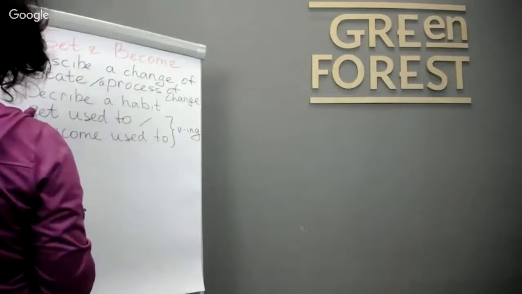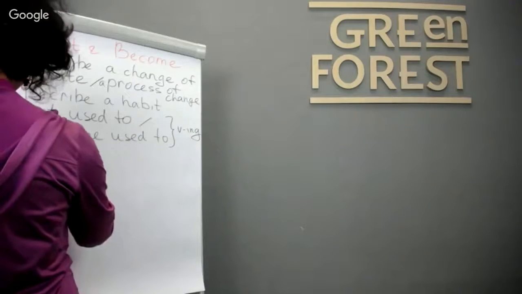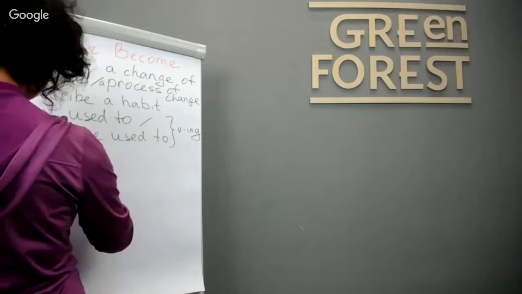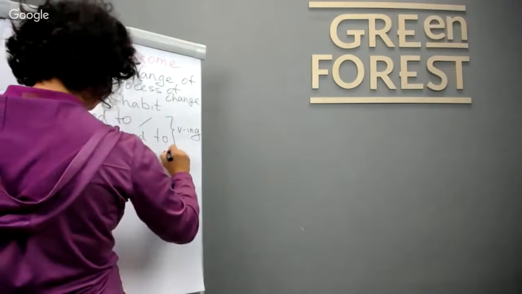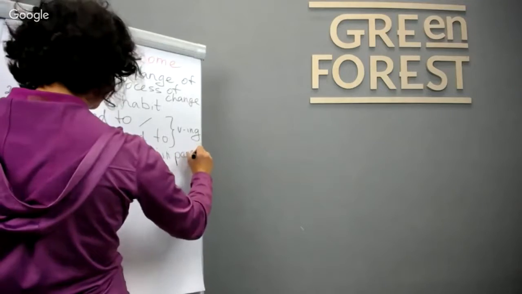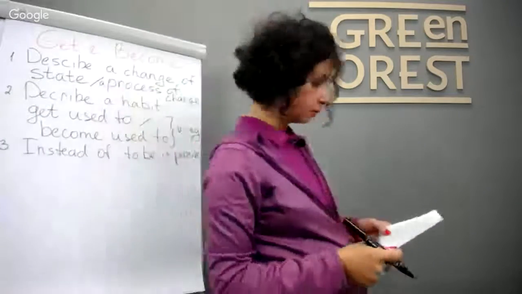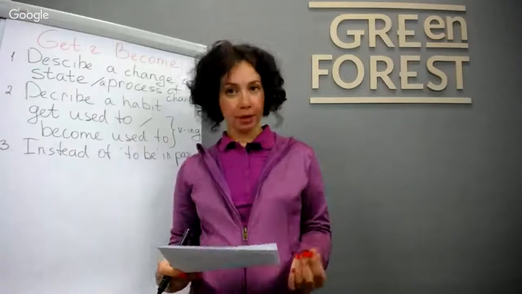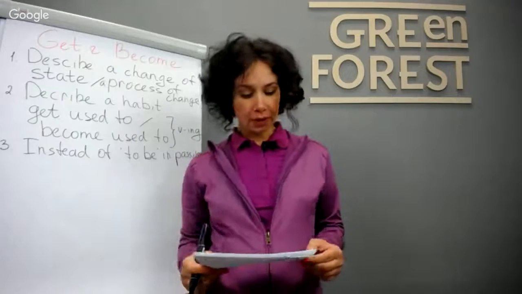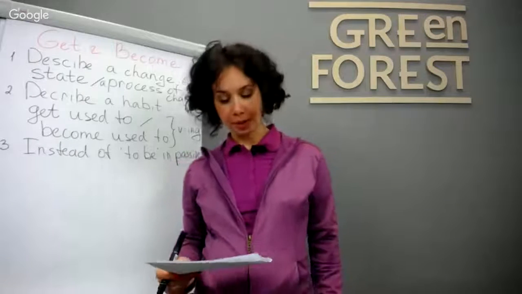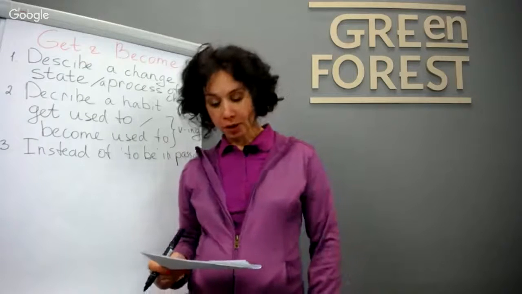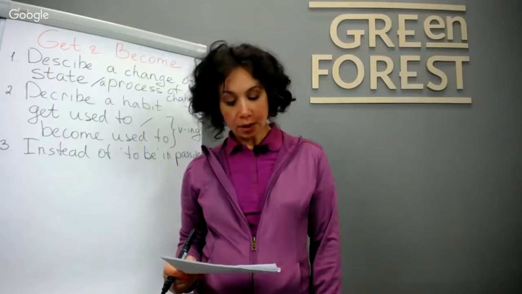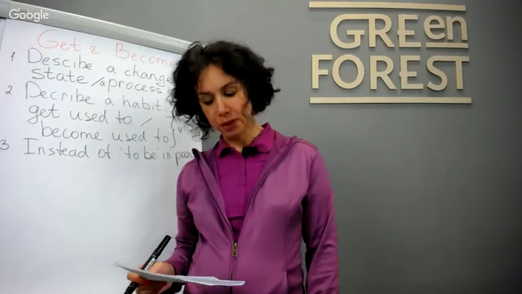Let's say, so number 3, we will have here: instead of to be in passive. This is the rule when we can use get and become. I will read you now an example in regular passive voice. The trees in the garden were damaged in the wind. Were damaged is passive voice. But we can also use the construction with get or become. The trees in the garden got damaged in the wind.